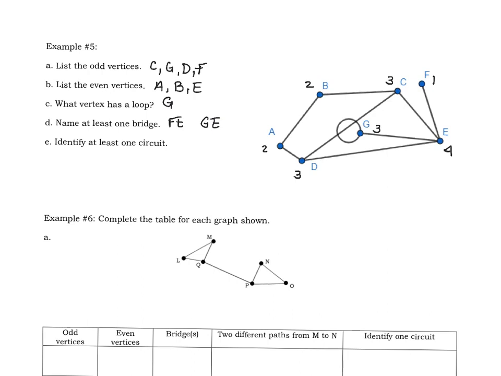Identify at least one circuit. Well, we have many things that we could have here that we could list as a circuit. So I'm just going to list one of them. And it's A, B, C, D, and then back to A.